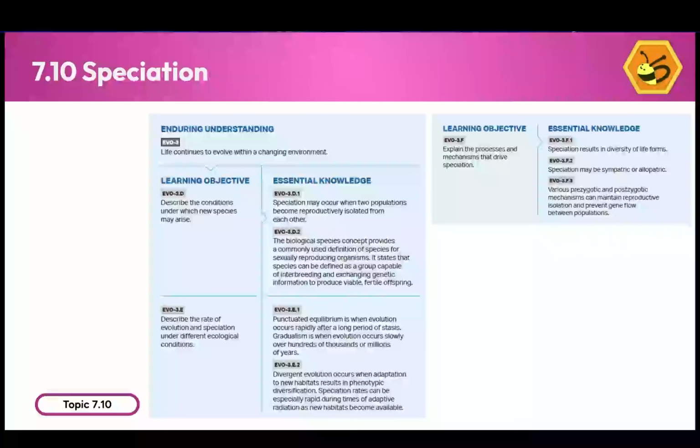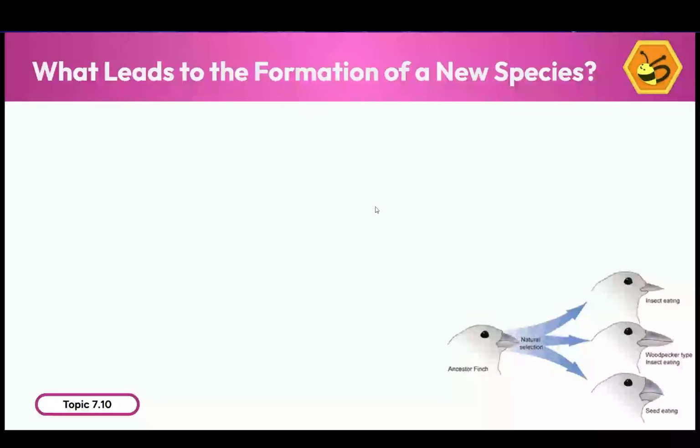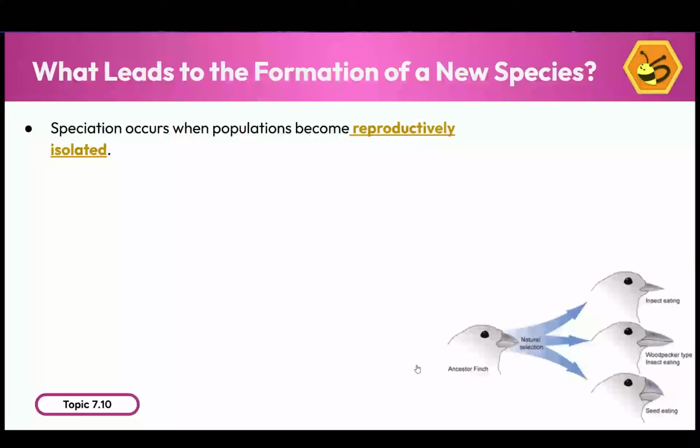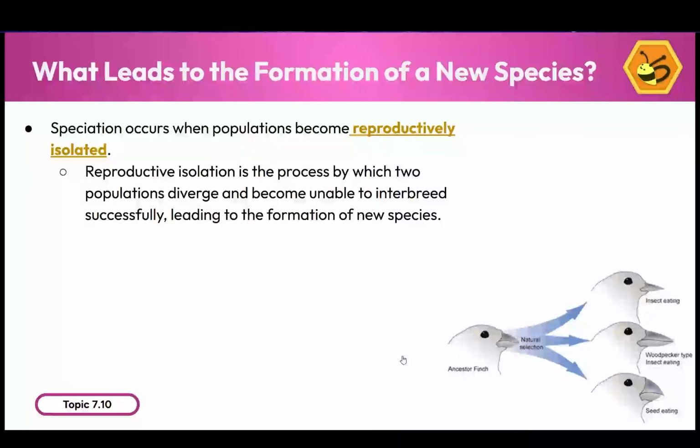All right. So to start off, what leads to the formation of new species? And that's rhetorical. You don't answer that. So speciation begins when populations become reproductively isolated. And so what is speciation, right? It's when a single species rapidly evolves into two different species as a result of this reproductive isolation. And what is reproductive isolation too? So reproductive isolation is the process by which two or more populations diverge and become unable to interbreed successfully, leading to the formation of a new species.